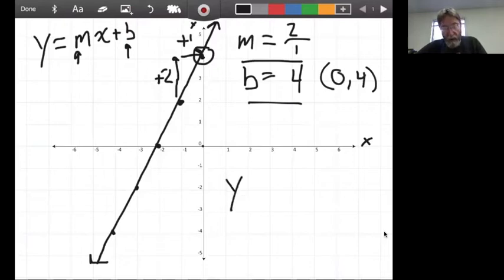We get y equals m, which is our 2 over 1, which is just 2, times x. And our y-intercept is 4, so plus 4. That's how that one works. Let's do another one.